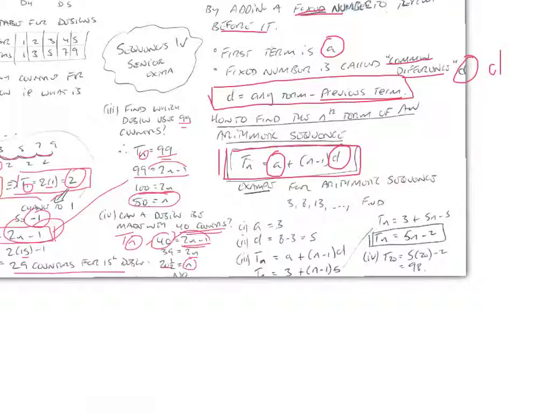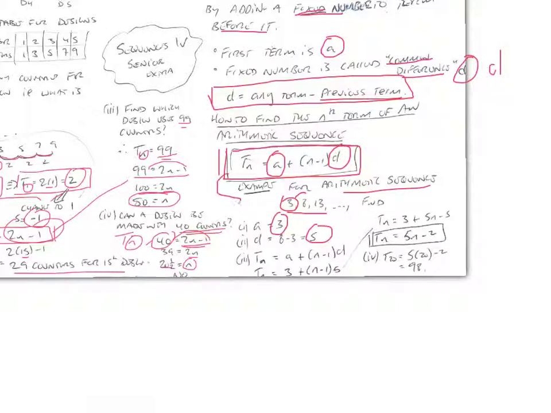So let's find the nth term rule for the arithmetic sequence 3, 8, 13. We know the first term, so a is equal to 3. d is equal to any term minus the previous, 8 minus 3, which is 5. So what is the nth term rule?